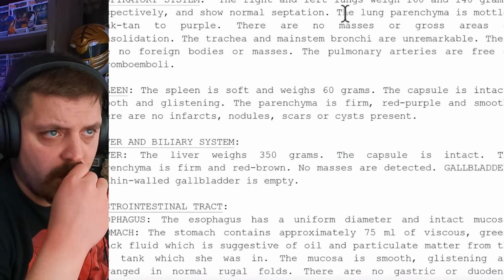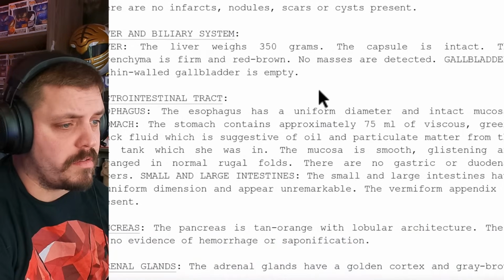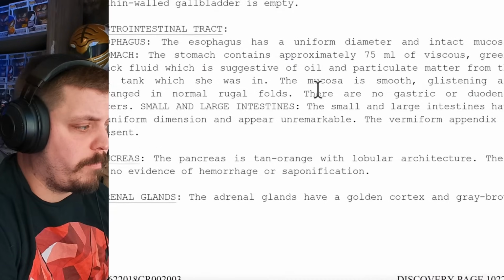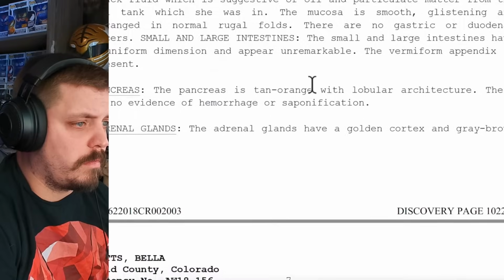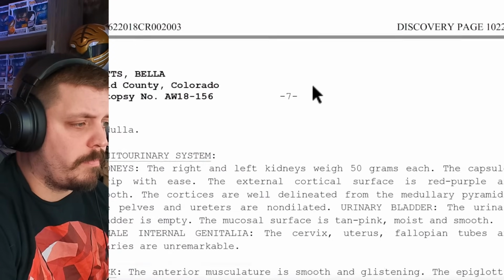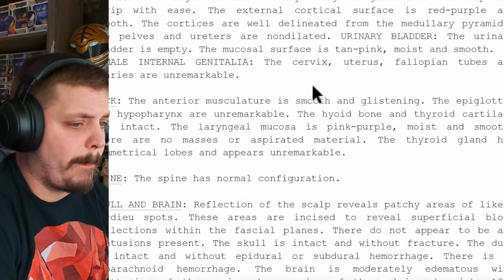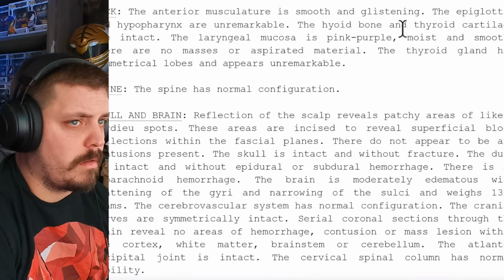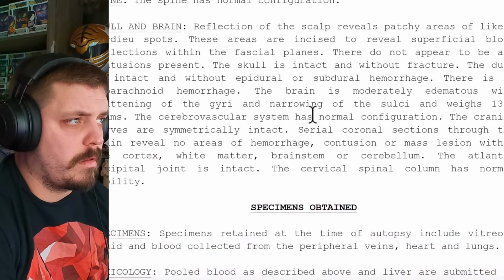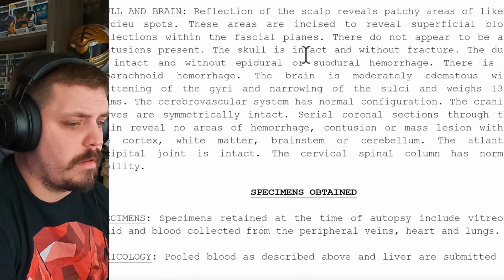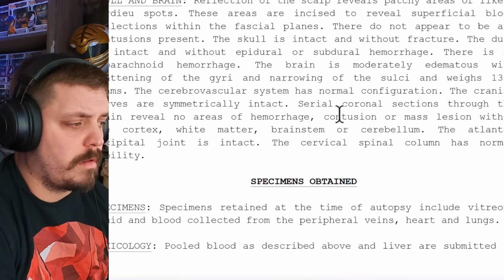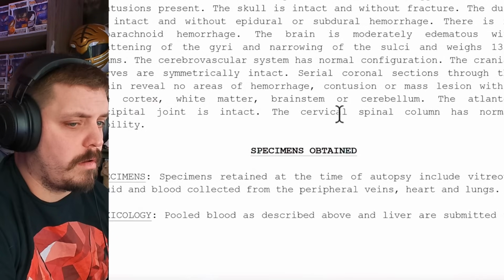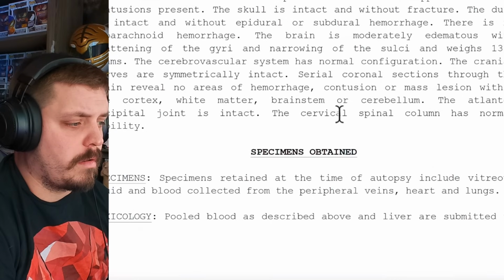The lungs were normal. The spleen was healthy. Liver normal. Gallbladder normal. All normal. All unremarkable. Genitourinary system, all normal. The hyoid and thyroid cartilage are intact. Again, no evidence of strangulation. No contusions in her brain, so she wasn't beaten to death. The only damage to her head and skull was around the mouth area as she was fighting back.